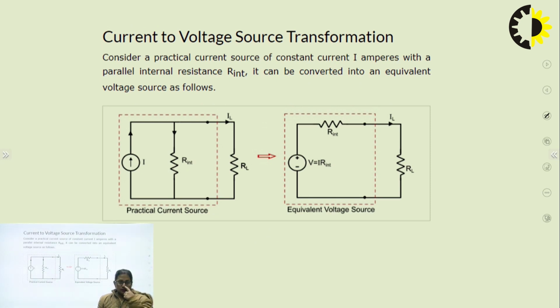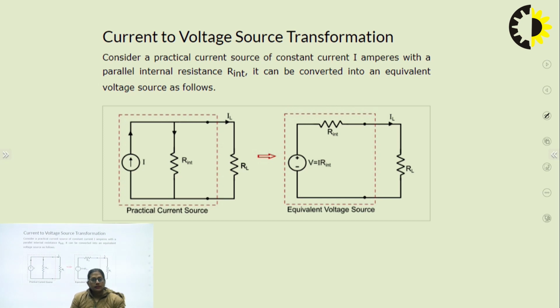Similarly, the reverse. How can we convert a current source into a voltage source, right? The transformation of a current source to a voltage source is just exactly like that. Now once again, consider a practical current source. A practical current source used to have an internal resistance shown in parallel across the load terminals, right? Once again, the load current is IL.